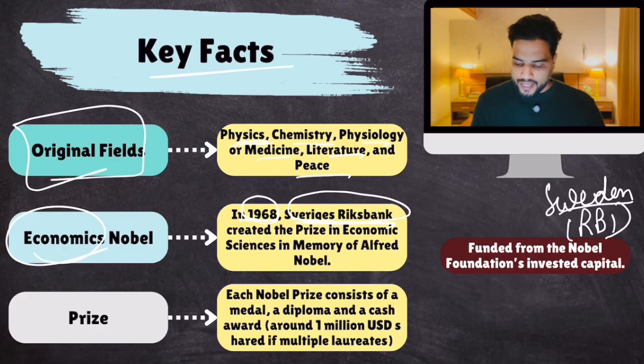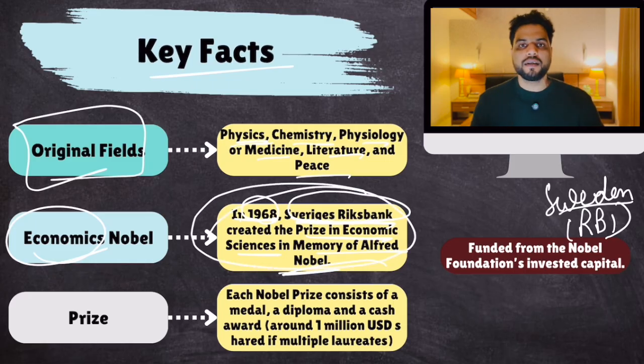So in 1968, Sveriges Riksbank created the prize in economic sciences in the memory of Alfred Nobel. So this 6th prize was created. It was not intended by Alfred Nobel, but it was added to the list of Nobel Prizes. So remember, the original Nobel Prizes are these 5 prizes. Economics was added later. Now, each Nobel Prize consists of a medal, a diploma, and a cash award, which is around 1 million US dollars. If one person is receiving the Nobel Prize, he or she will be given 1 million US dollars. If 3 people or 2 people, then this amount will be shared.